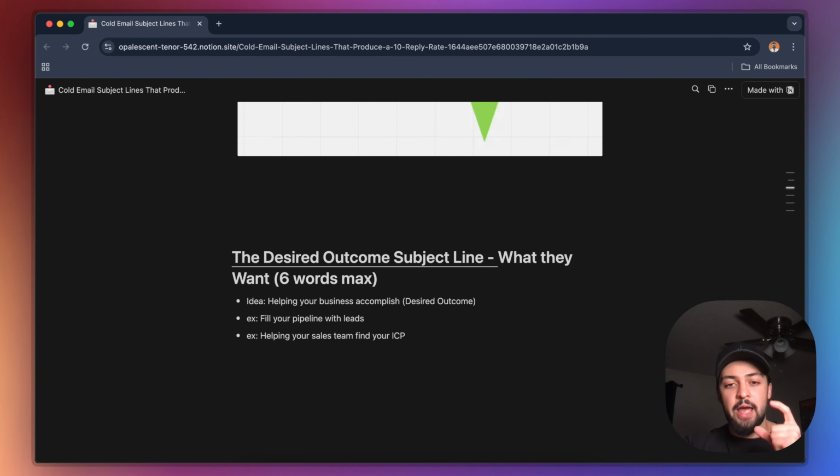So the first desired outcome subject line is helping them essentially understand their desired outcome. Meaning, for example, if you're talking with the VP of sales, their ultimate goal is to fill their pipelines with leads, right? That's something you could put in your subject line. We help fill your pipeline with leads. Another could be helping your sales team find your ICP, right? So this is just desired outcomes that each persona has that you're putting in your subject line that might captivate their attention. But you wouldn't know this unless you know your ICP very well. That's why you have to go through the first exercise I explained.